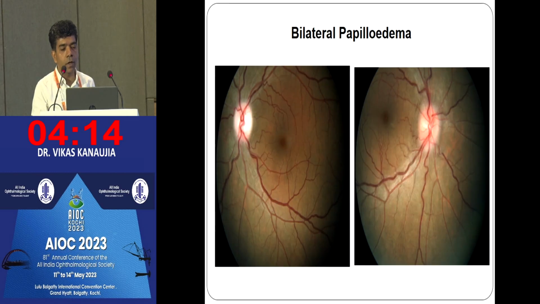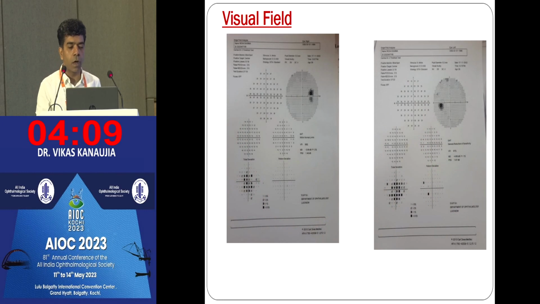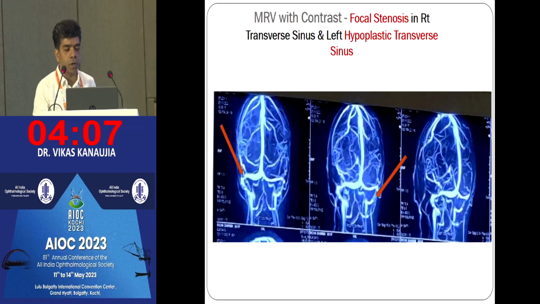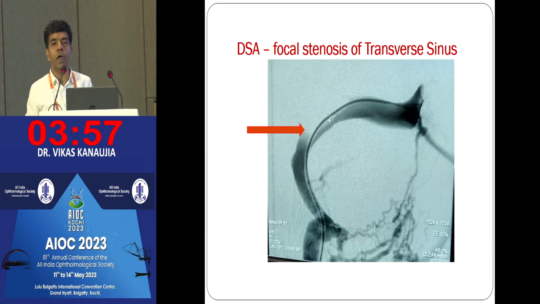This was the fundus picture, with the C halo on the nasal side and a little enlargement of the blind spot. This is the MR venogram with contrast. As you can see, there is stenosis of, again, the right transverse sinus, and the left transverse sinus was hypoplastic. So considering her 6 years of history and the tinnitus which was very bothersome, DSA was done again, and it shows a stenosis.